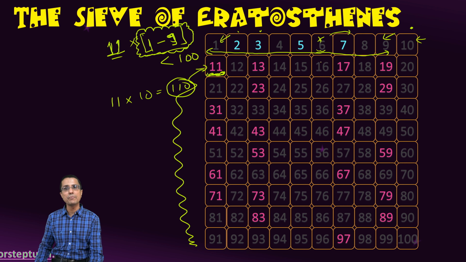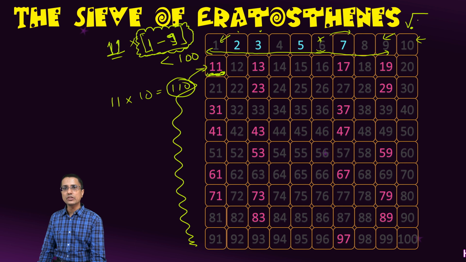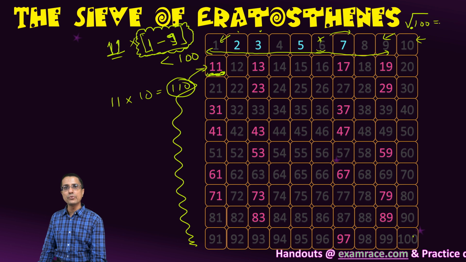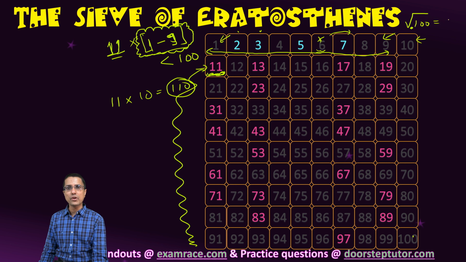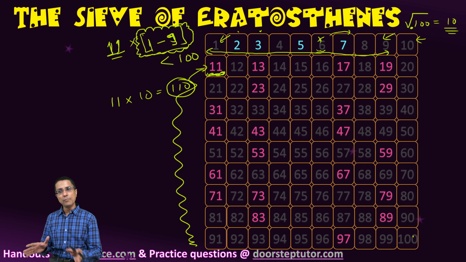The speciality of number 10 is that it is the square root of 100. So 100 is our last number, and I only have to do this process until I reach the square root of 100, which is 10. Numbers above 10.